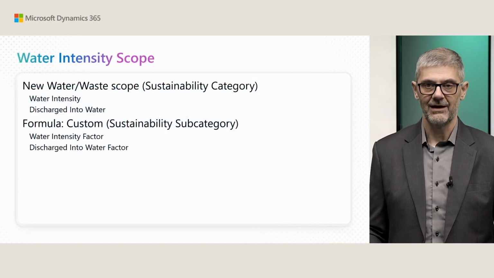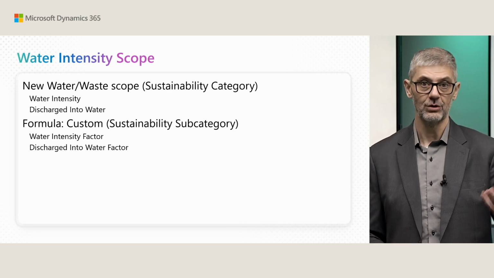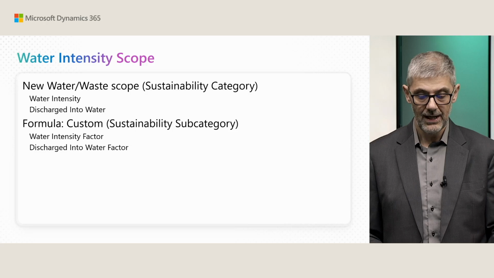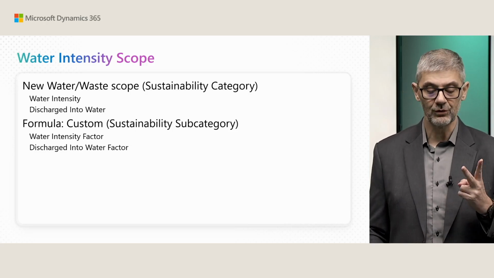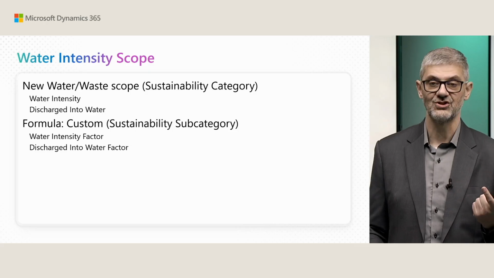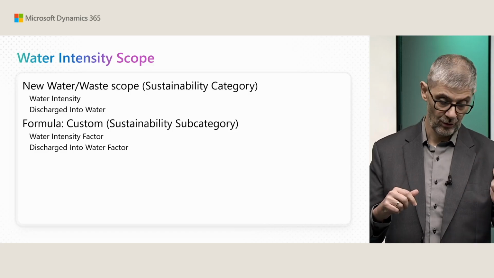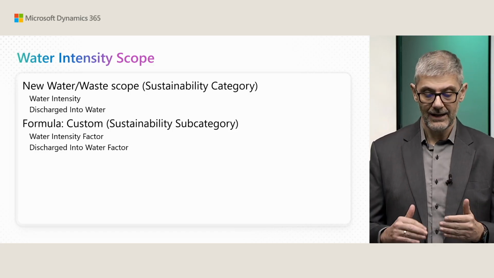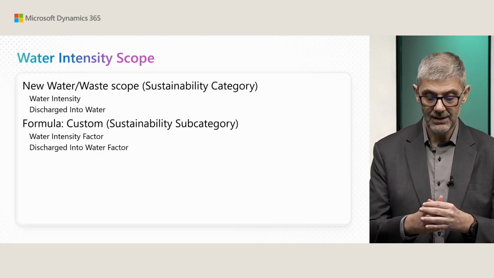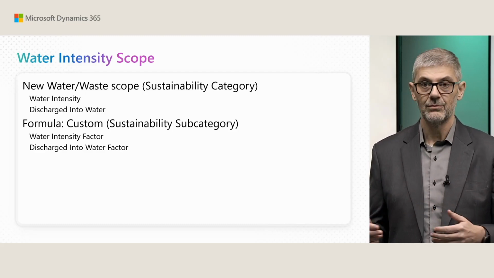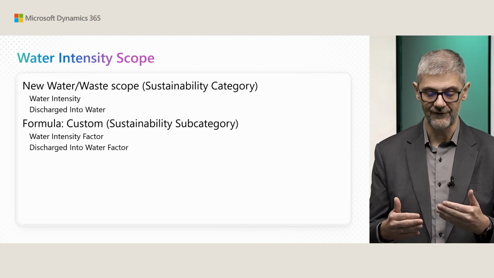Okay, let's see what we have there. First, when you set up your new account for water, you can go to the sustainability category and choose what you want to track: water intensity or discharge into water. So you can set up for one category both of them, or only one or the other. Now, based on what you set up on your category, you can make additional configuration in your subcategory to use different formulas.